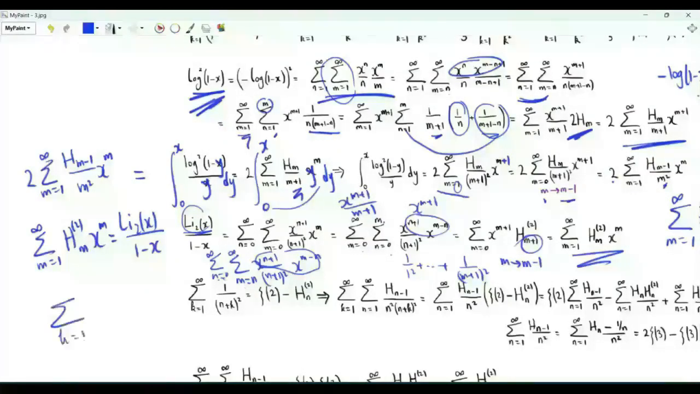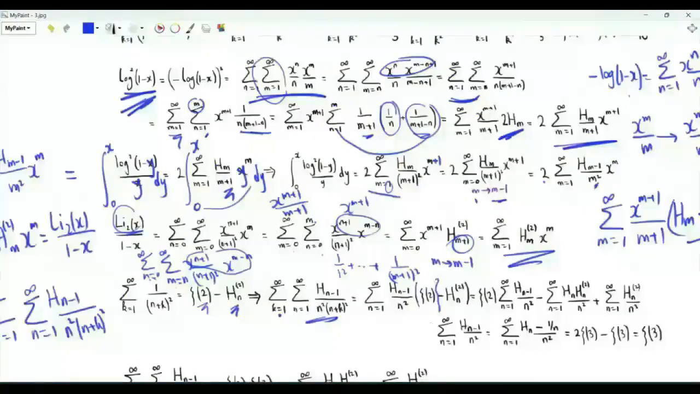We now investigate a useful double sum, summation k from 1 to infinity, summation n from 1 to infinity of H_{n−1} over n squared times (n + k) squared. When we sum over k, we obtain zeta of 2 minus this generalized harmonic number, split into two sums. H_n minus 1 is H_n − 1 over n. We get an Euler sum equal to 2 zeta of 3 minus zeta of 3, that's zeta of 3.